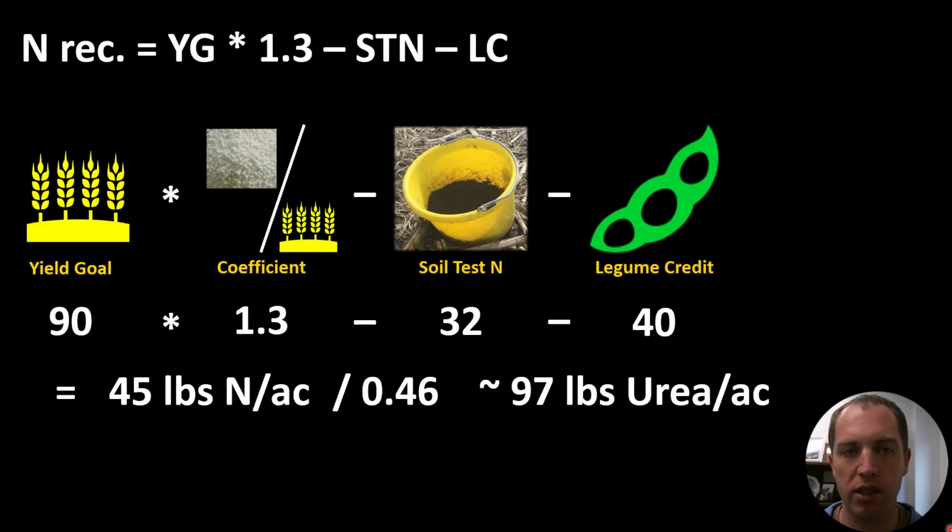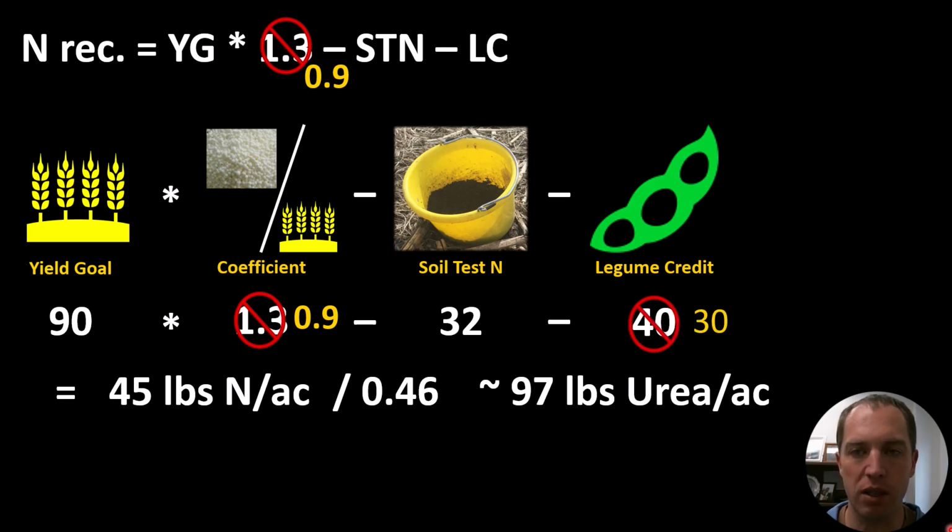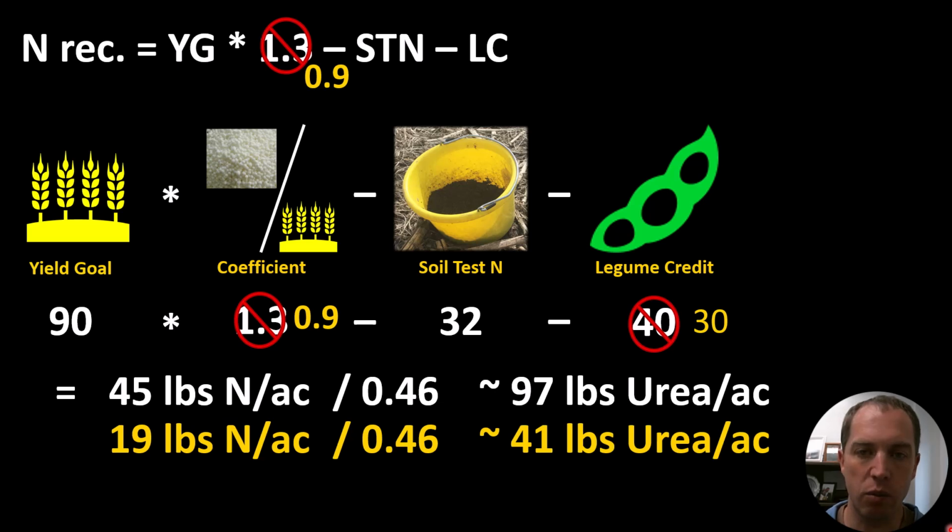So our yield goal system is something we've been looking at. If you haven't heard, recently we've changed the recommendations from what you see here to what you see here now. Our coefficient moved from 1.3 to 0.9, and our legume credit after soybeans moved from 40 down to 30, to give us a recommendation moving from what we would have done at 97 down to 41 pounds of N per acre. So this is a yield goal system. You're basing it on your yield potential, multiplying it by a coefficient, and subtracting credits or soil test nitrogen.